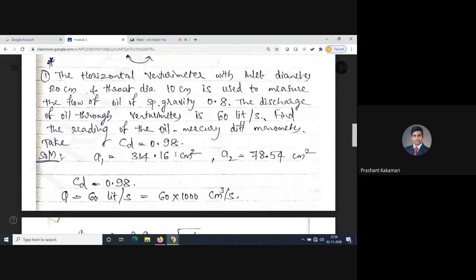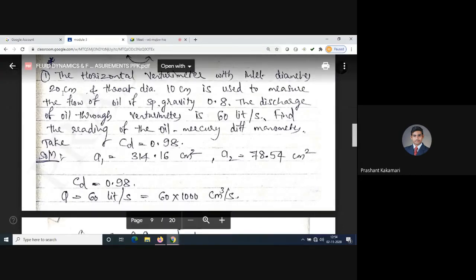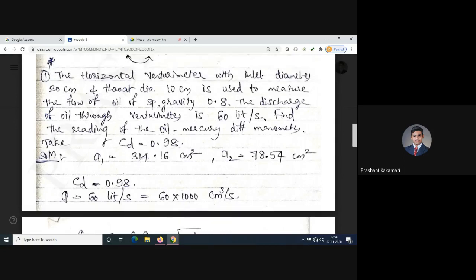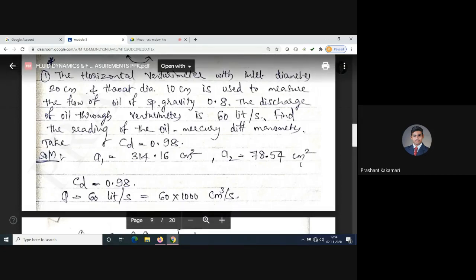So coming to finding the areas A1 and A2. A1 from this diameter, 20 centimeter. All of you know the diameter of the pipe. If it is given, I can apply the circle formula to find the cross-section area, pi by 4 d square. By that I can find A1 and A2. So A1 is around 314.16 centimeter square. A2 is 78.54 centimeter square.